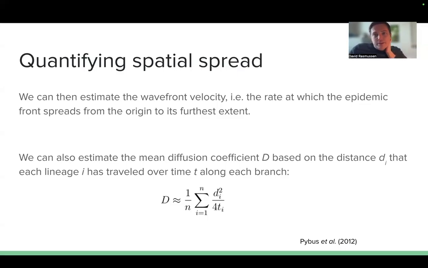But we might also be more interested in sort of an average measure of how quickly your average pathogen lineage is moving across the landscape. And so people oftentimes estimate these mean diffusion coefficients as well, where these mean diffusion coefficients tell us how rapidly sort of your average lineage is moving in space behind the farthest possible extent of the spatial wave.